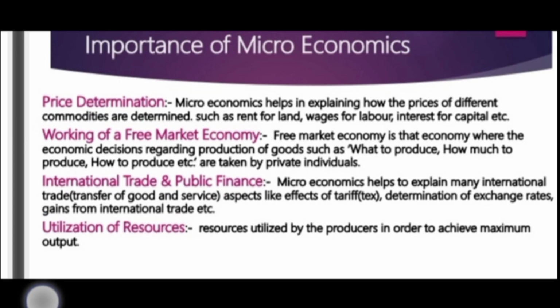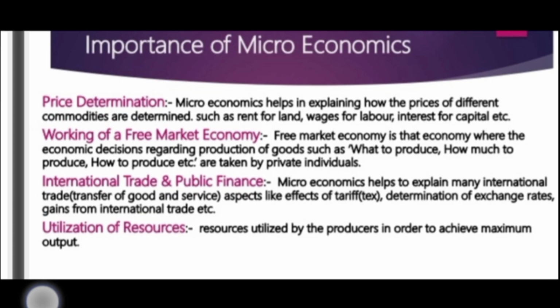Point number next, utilization of resources. Microeconomics is useful for producers in order to achieve maximum output at minimum cost. Optimum utilization of resources can be achieved with the help of the micro theory of distribution.